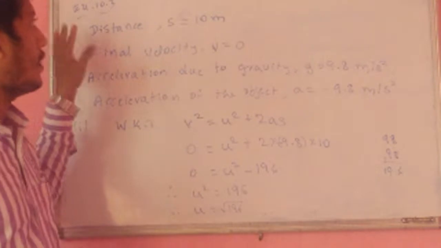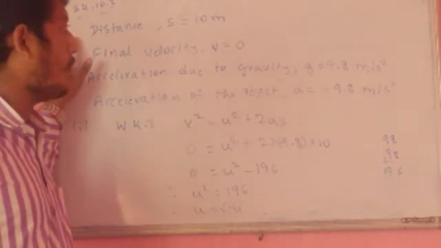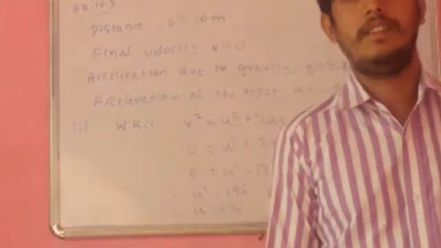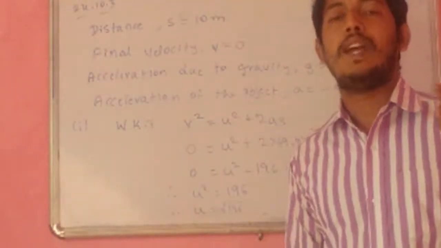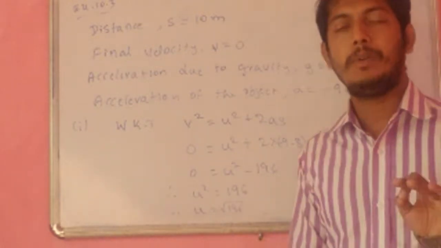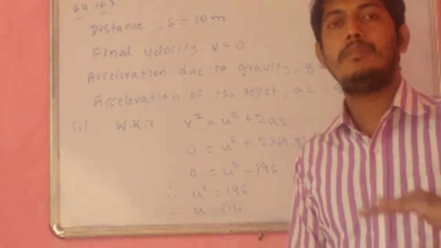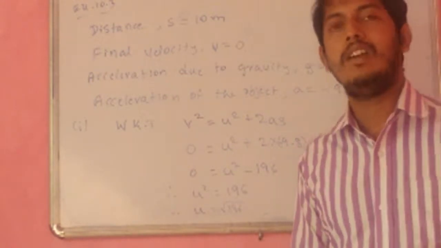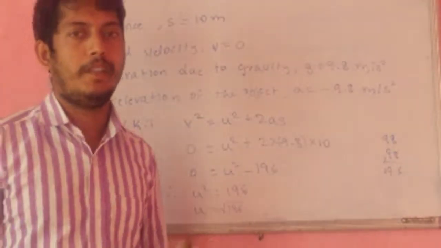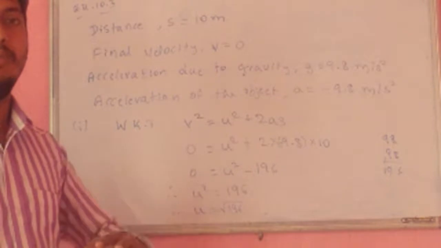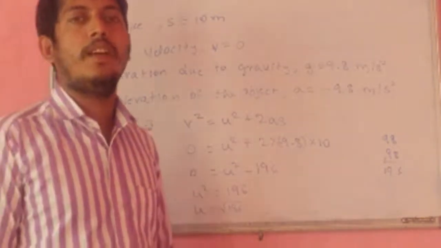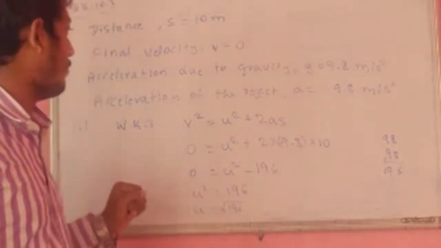So I will explain once again. Distance is 10 meter is given, and final velocity, because the object finally reaches a particular height, is 0. And acceleration due to gravity is 9.8 meter per second square. But here the object is moving in the upward direction. Therefore we have to consider the acceleration of the object as minus 9.8 meter per second square. If the object is moving in the downward direction, then we have to consider positive.